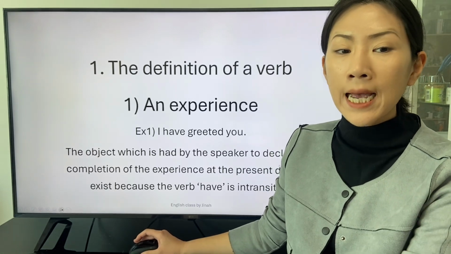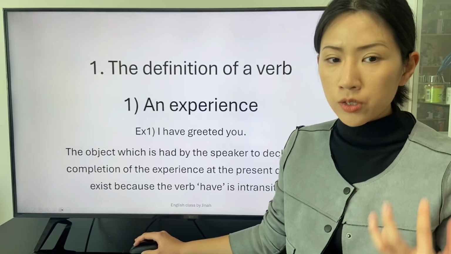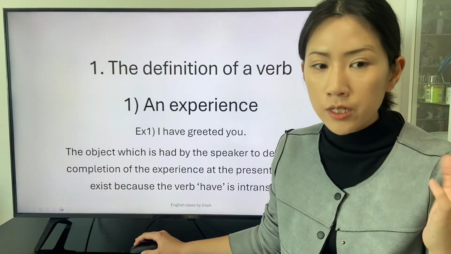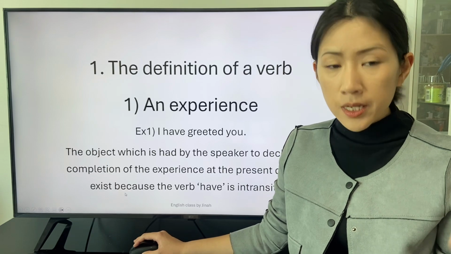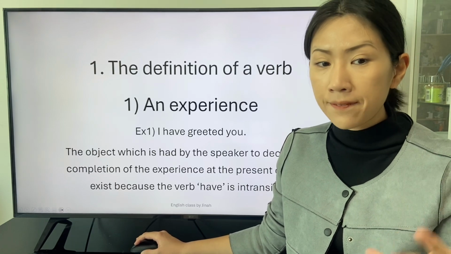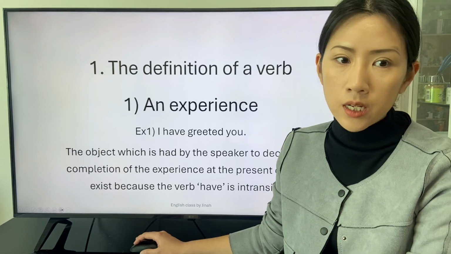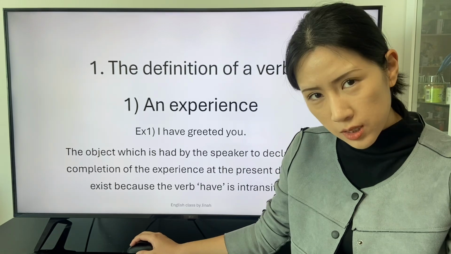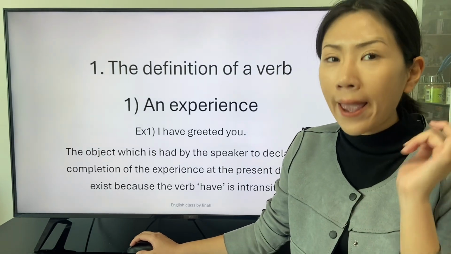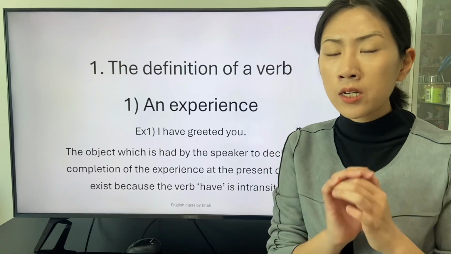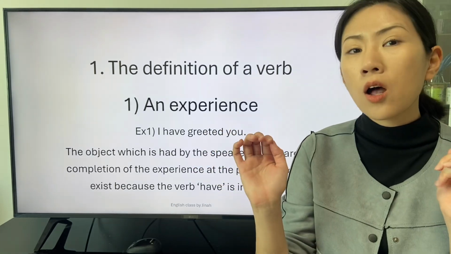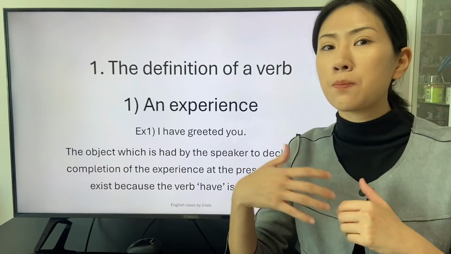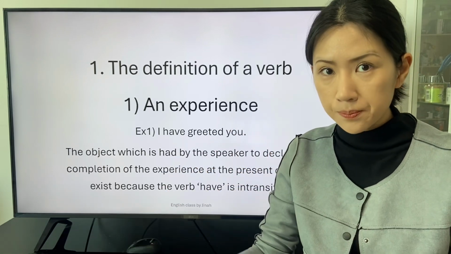The object which is had by the speaker. The completion of the experience at the present does not exist because the verb have is intransitive. There is a verb have. The intransitive verb have is applied in a clause that the speaker declares an experience is expired, is complete.